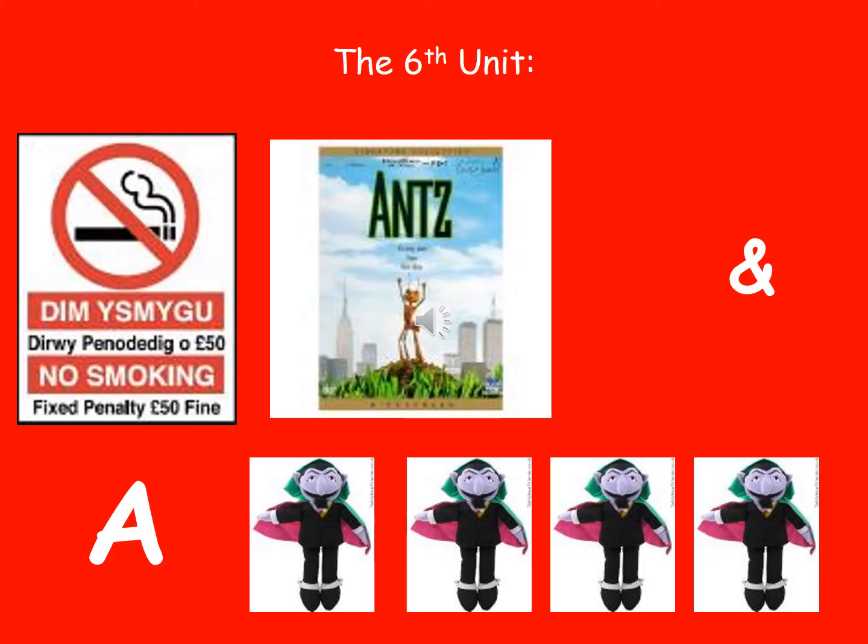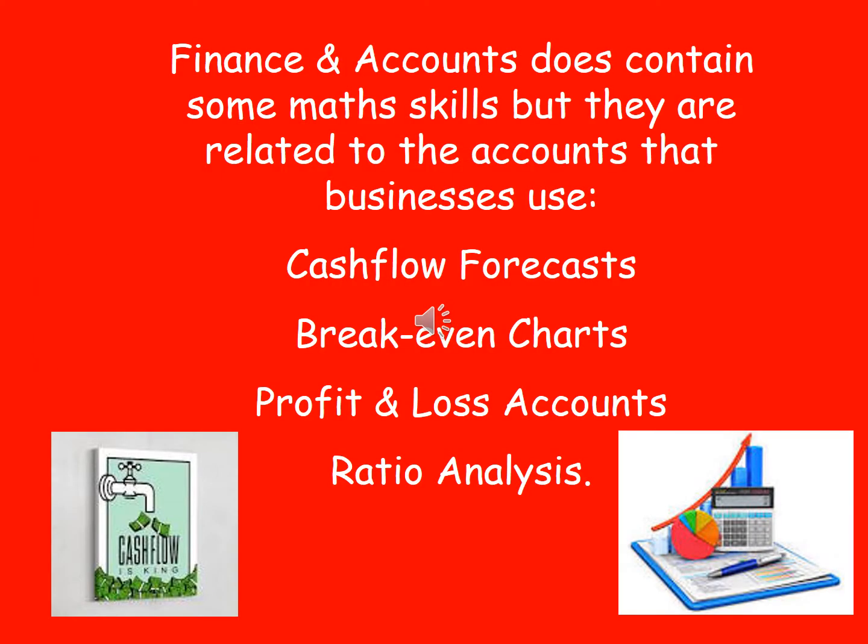We then move on to the sixth unit, which is finance and accounts. In this part of the course, you'll learn how to construct and also analyse various business documents such as cash flow forecasts, break-even charts, profit and loss accounts, and on those accounts you'll also do some what we call ratio analysis. You'll be able to do some calculations to work out how well the business is performing. Now, you will need some math skills, but as you know, businesses always use calculators, and so do we. So as long as your numeracy skills are pretty good, you shouldn't have too many problems accessing this part of the course.